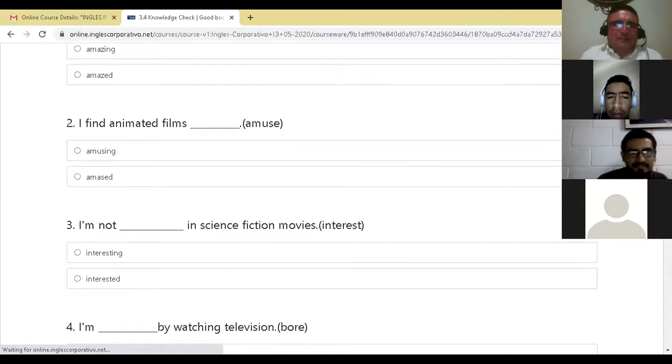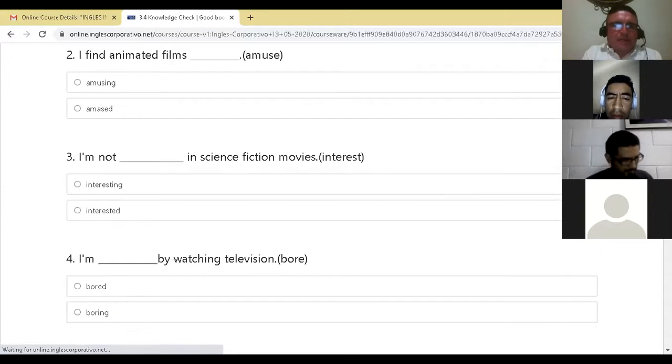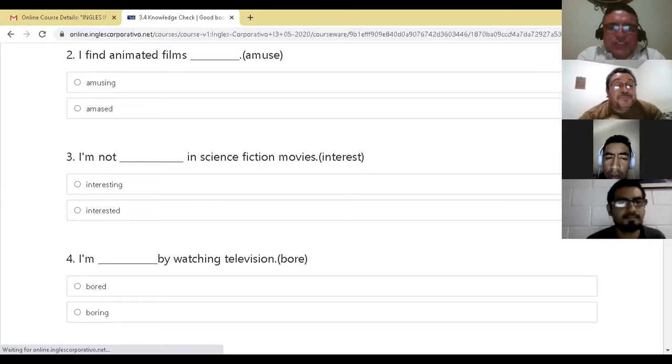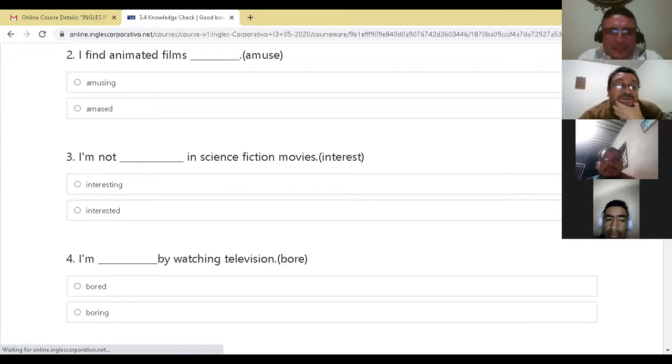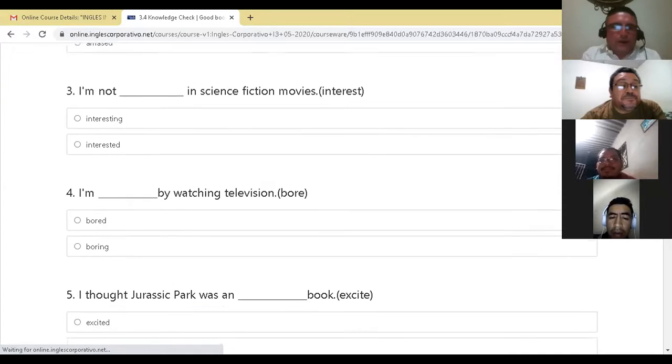I find animated films blank. Amusing. You're describing a movie, you're describing programs, so you need to use ing. Remember that ed expresses feelings, so they're different. Number three, I'm not blank in science fiction movies. Interested. Neither am I. I don't like science fiction movies. I'm not interested.